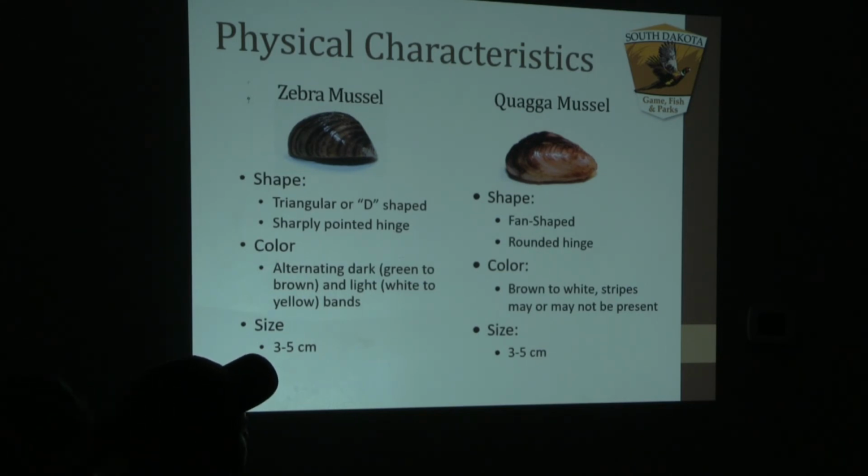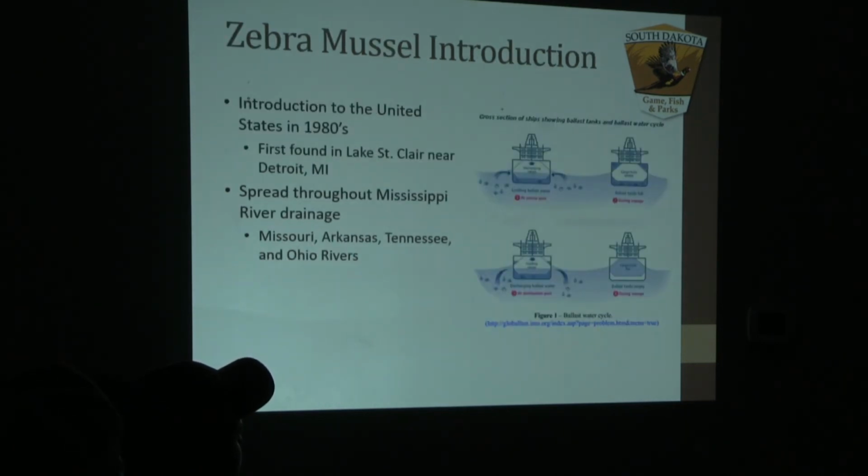The other reason the zebra mussel gets its name, as you can see on the diagram, is the bicoloration that they have; it resembles a zebra, and both of these are relatively the same size. Zebra mussels were first introduced in the United States in the 80s. They were first found in Lake St. Clair near Detroit, Michigan. They were able to spread through ballast water.